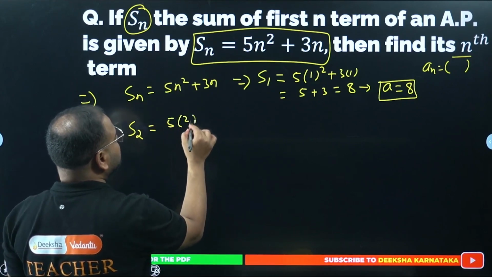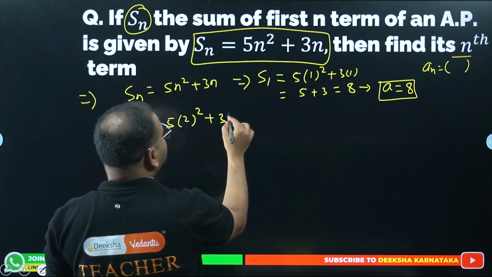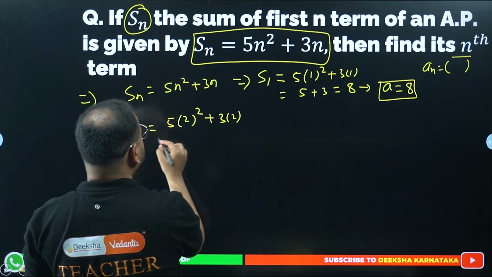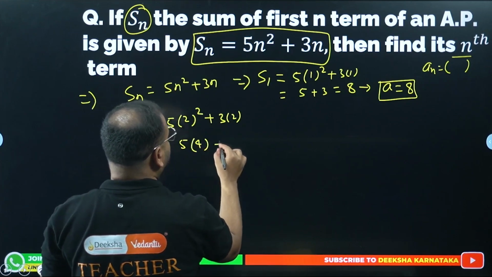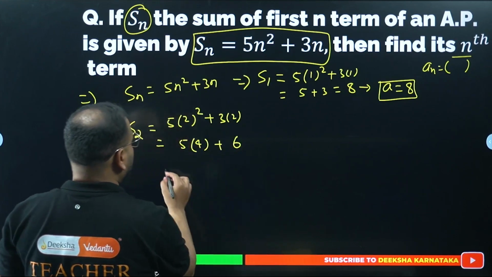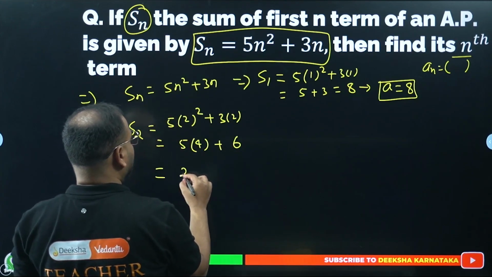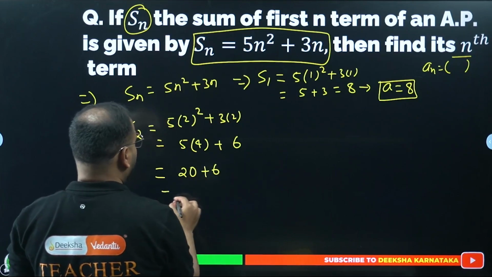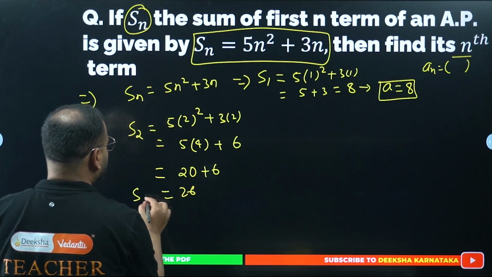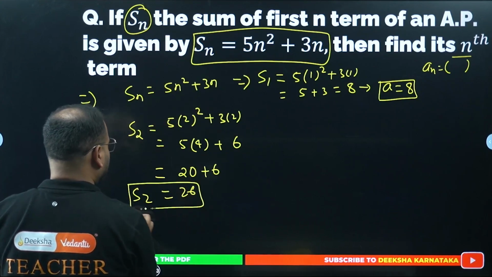5 times 2 squared plus 3 times 2. What will this be? 5 times 4 plus 3 times 2 is 6. How much is that? 20 plus 6. Okay, so how much is this? 26. What is this now? S2. This is my S2.